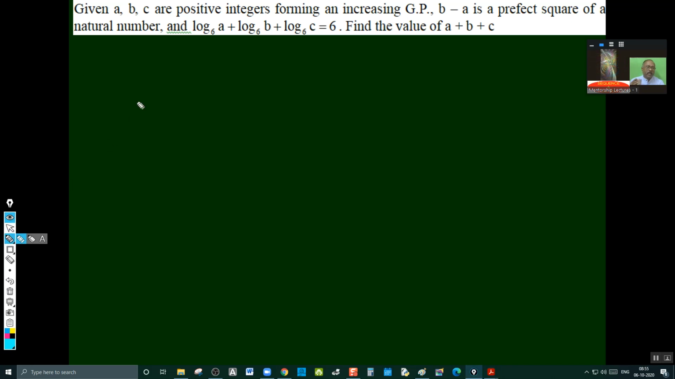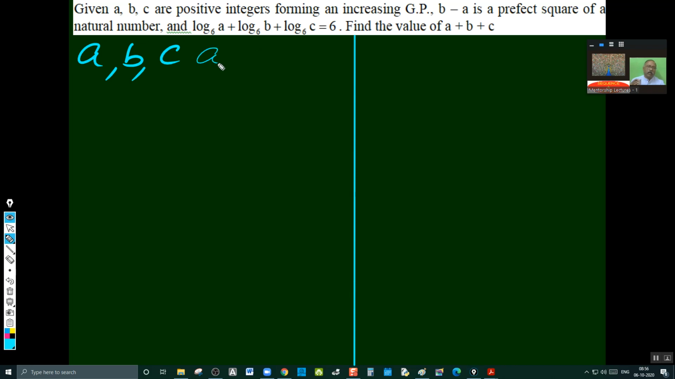What he's saying is A, B, C are positive integers forming a GP. You can try it. Straight question, but a little twist is there in getting the perfect square. It is an increasing GP. So let us write that. A, B, C are in GP, which implies B square is equal to AC.